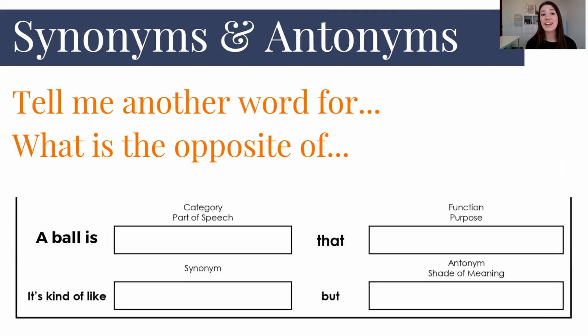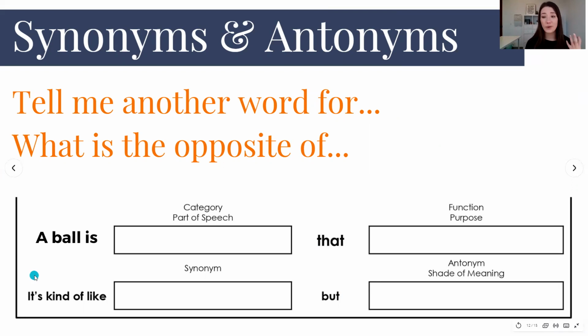Next, we're looking specifically at synonyms and antonyms. So this could be at the word level where we have, tell me another word for cold. Maybe a student offers chilly or freezing. For antonyms, it would be, what is the opposite of cold? And that's where we're looking for warm or hot. So the exact opposite or something that means something different.